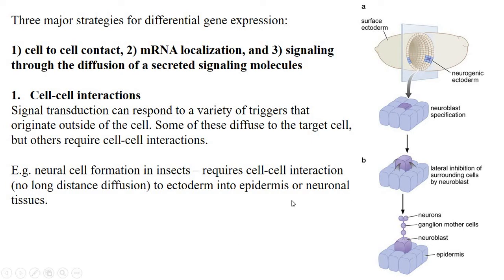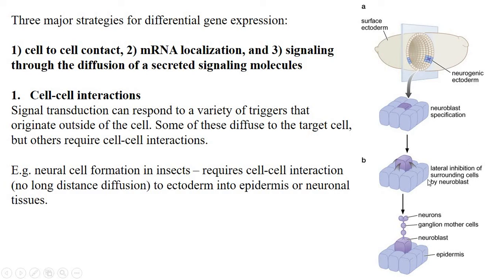So cell-cell interaction directs the ectoderm into epidermis or neuronal tissues. This is the neurogenic ectoderm, which is shown here. This is the developing embryo, surface ectoderm, neurogenic ectoderm, and these are the cells all around. Some of these cells will become neural cells, and we will talk about how they are predestined to become neural cells.